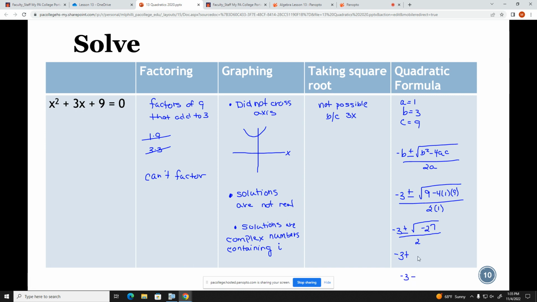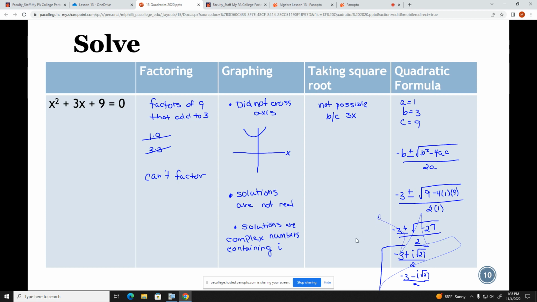The square root of negative 27, I will bring out the i, and then I have root 27 remaining, and that is all over 2. And the same for the second answer, I bring out the i, I have the square root of 27, and it is all over 2. So those are my 2 answers. Both of them are complex numbers where they have both real and imaginary parts.